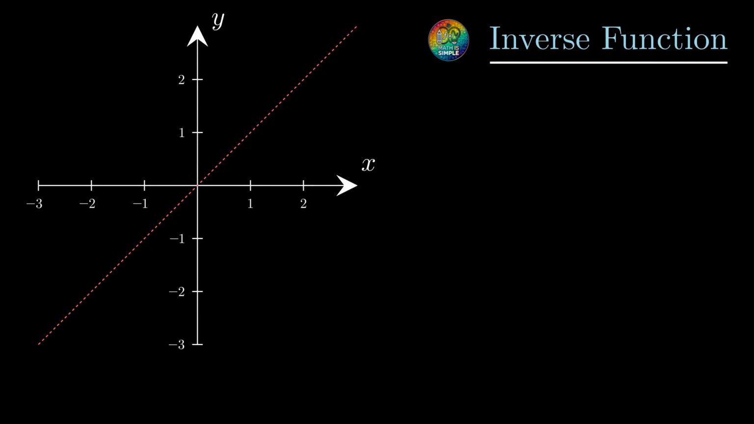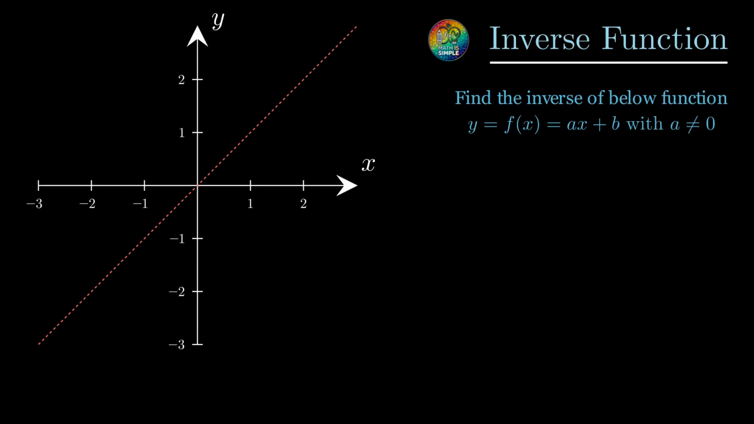Let's walk through how to find the inverse of a linear function, and then see what that looks like on a graph. Look at the right side of the screen. We start with a linear function y equals f of x equals ax plus b, where a is non-zero. To find the inverse, our first step is to solve for x in terms of y. Subtracting b from both sides and dividing by a gives us x equals y minus b over a.